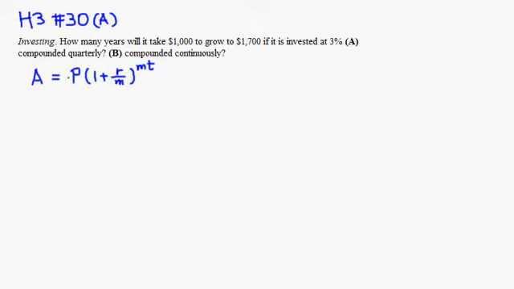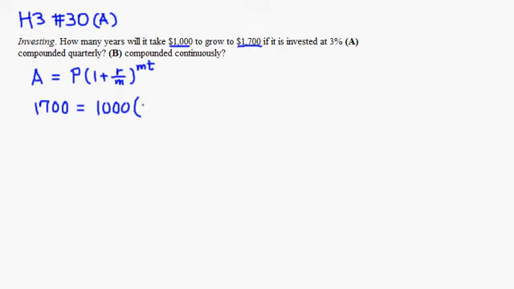So let's find A. A is the future amount, so it's 1700, which is right here. So I'll just plug it in: 1700. Then the initial amount is 1000, so you start with $1,000, so it's going to be 1000.